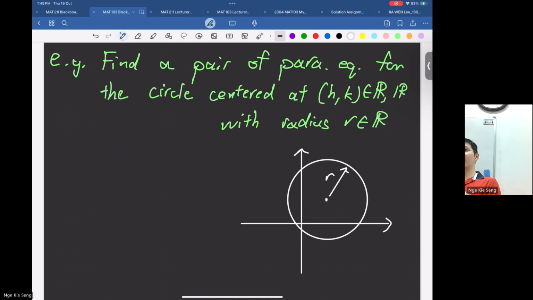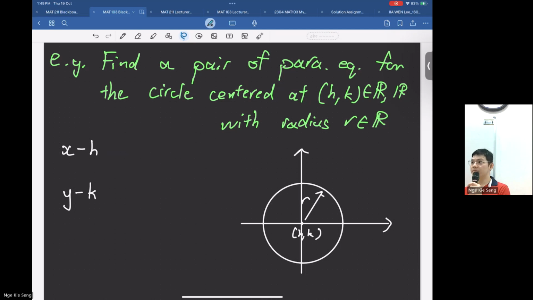The origin, I can translate. I can translate the whole circle back to the origin. So for example, I can translate my x and y by the point h and k, right? So I can translate back my x and translate back my y such that my circle is centered at the origin. So now your job is to find how I describe the x coordinate and the y coordinate here. So how to describe the x coordinate and y coordinate of this triangle?